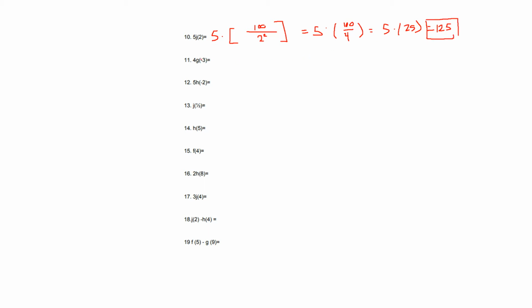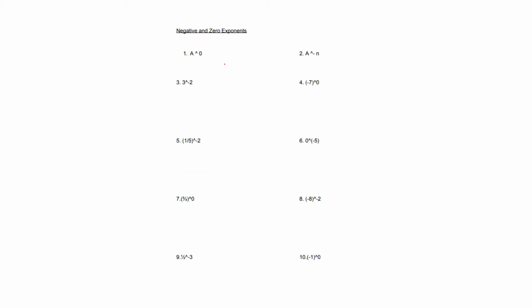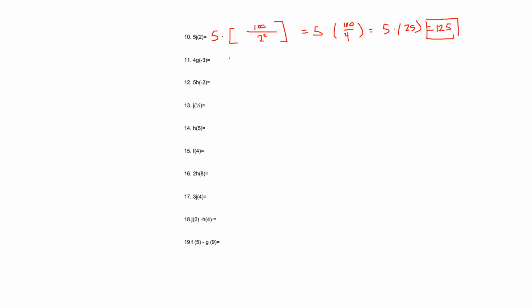Okay, number 11, 4 times g of x when x is equal to negative 3. And g of x is 2x plus 1. So 4 times 2 times negative 3 plus 1. And this is negative 6 plus 1. So it's 4 times negative 5. And 4 times negative 5 is negative 20. So that's your answer for number 11.